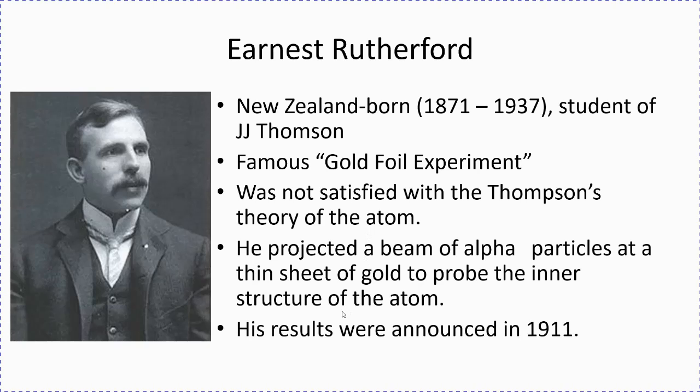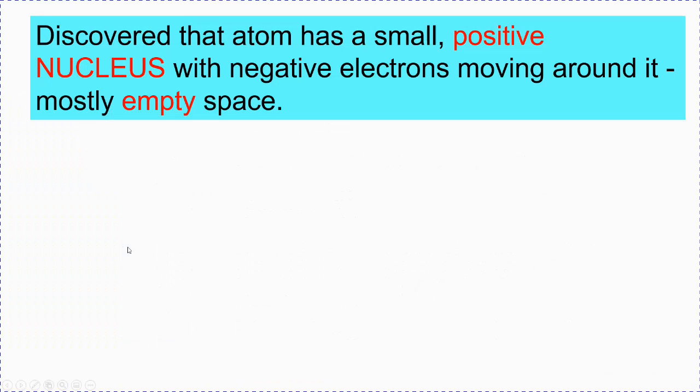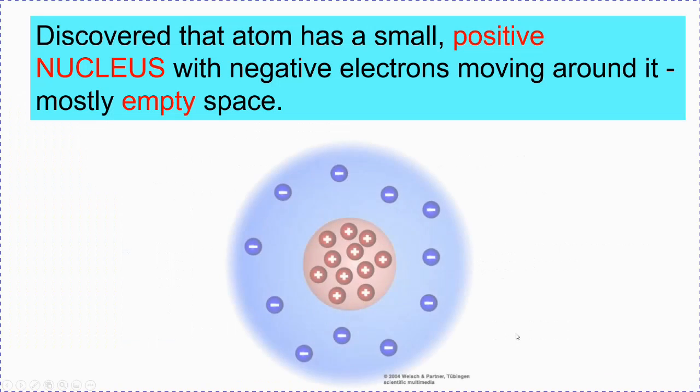And his results didn't fit with Thomson's model, okay? So in 1911, his results didn't fit the plum pudding model, okay? So he came up with a new model. So what he said was that an atom has actually got a small, very dense, positively charged nucleus, okay? But most of an atom is made of empty space, okay?